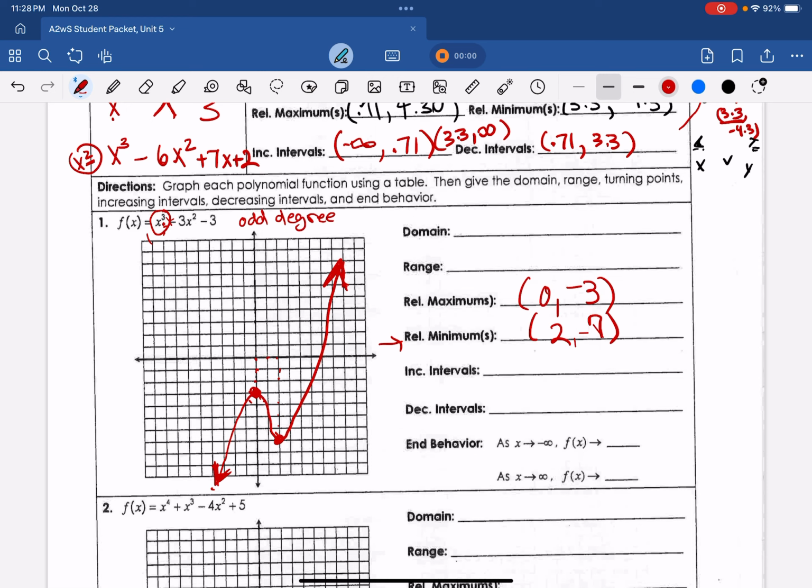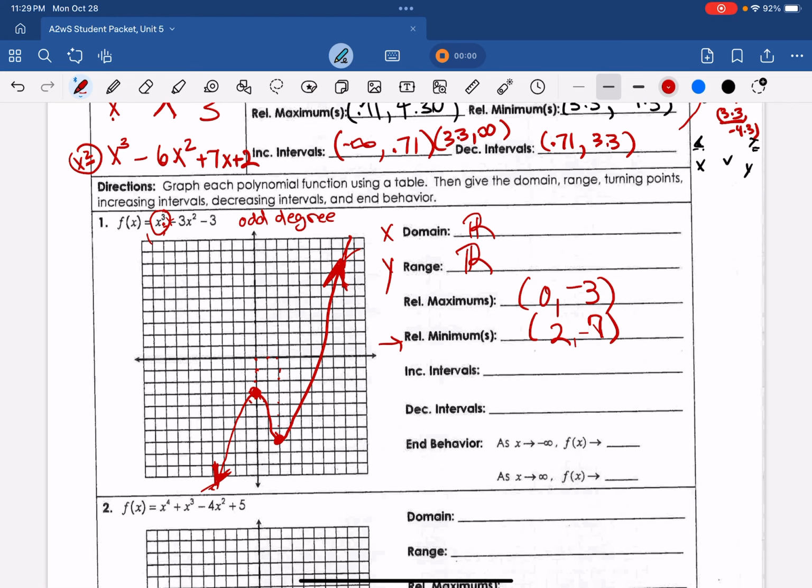Okay, the domain, it keeps opening to the left and it keeps opening to the right, so our domain is all reals, all real numbers. And the range, even though there's a relative minimum and a relative maximum, it still keeps going up forever and down forever. So the range is also all reals. So don't forget, domain is all the x values and the range is all the y values.